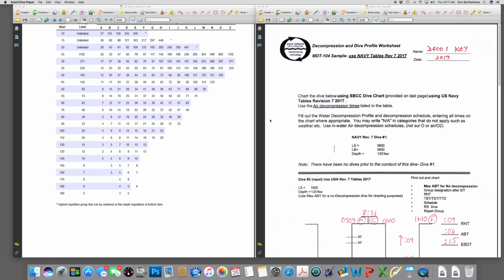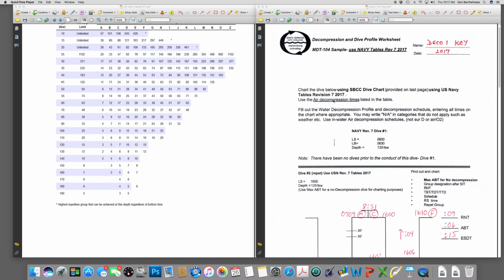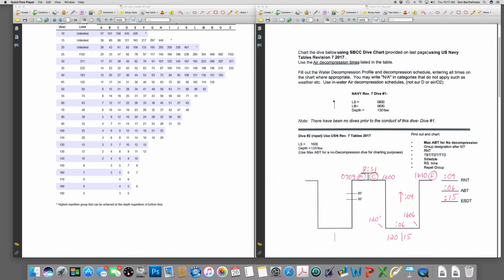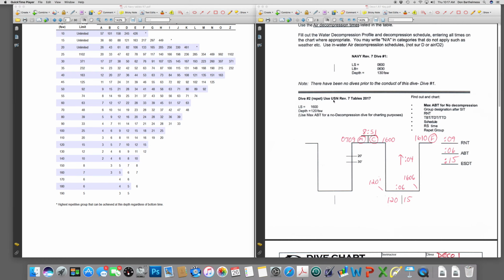Okay, this is decompression problem number 1 using the U.S. Navy Tables Revision 7, 2017. There are going to be a total of 4 dives for example purposes. The first dive is going to be charted on using the City College dive chart, and the subsequent dives are going to be used on the square wave profiles, which you see listed here.